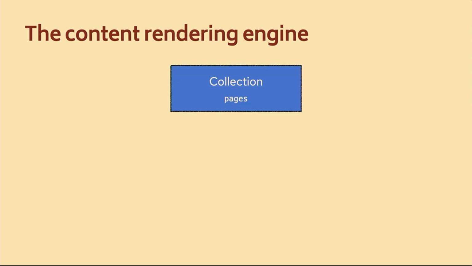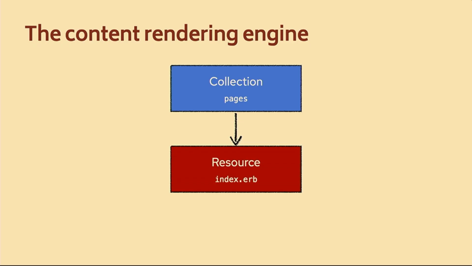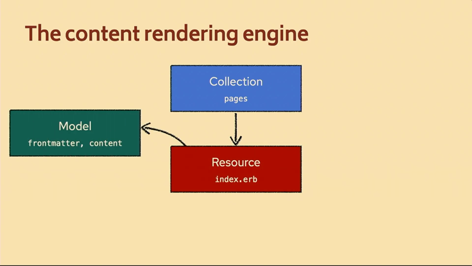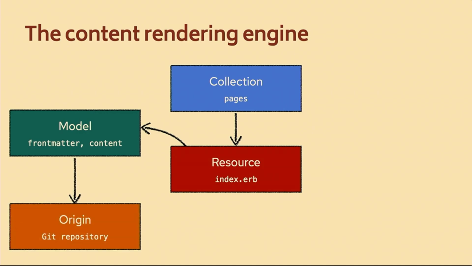Everything in Bridgetown goes in a collection. So in this case, I've just used pages, which is your standalone pages like index, about, contact, whatever. And the most basic unit of content in a Bridgetown site is a resource, which in this case is just an ERB file. This has a model. Model contains, as the name would describe, all the modelly bits of a resource, like front matter, which would be a term familiar to anyone who's used Jekyll. It's just some configuration options for that specific page. So that and the content itself, that lives in the model. Model has an origin, which in this case would just be the Git repository itself, because that's where the page lives.